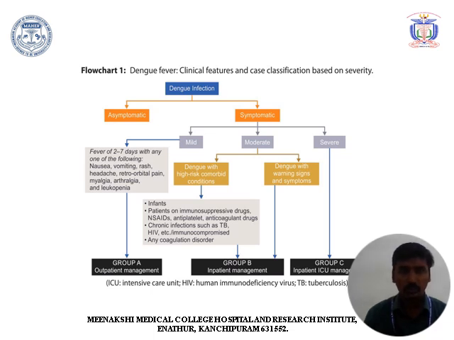So not all the patients develop severe infection following dengue virus infection. Most of the patients are asymptomatic. Only 30 to 40% will develop symptomatic dengue infection. Among the symptomatic, we classify into mild, moderate, and severe dengue. Mild dengue we can treat on an OPD basis. Moderate dengue is otherwise called dengue with warning signs. We have to admit in the high dependency unit and provide IV fluids. Severe dengue, we have to admit the patient in PICU and closely monitor the vital signs.